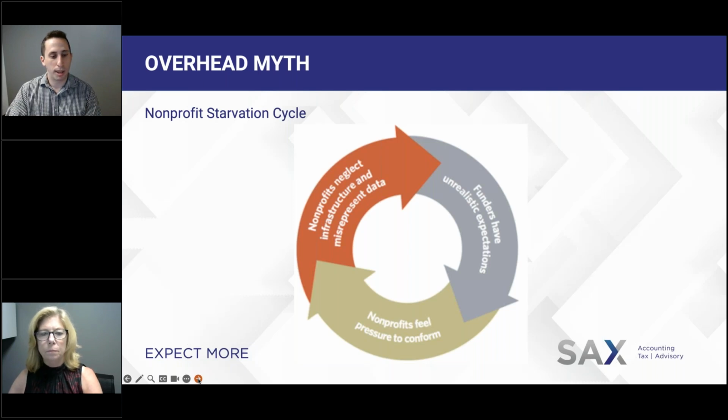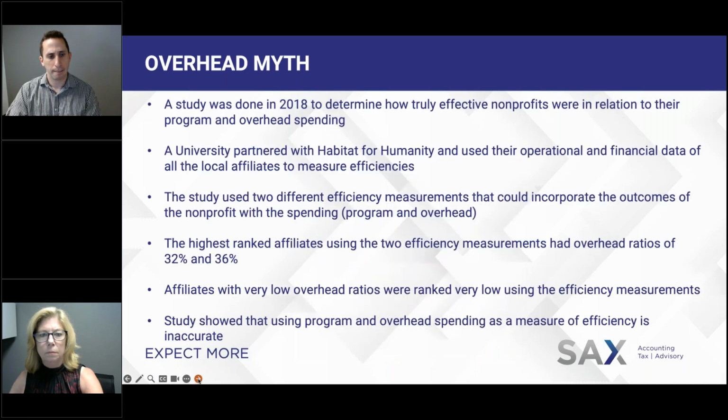So is this really true, though? That's really the question. On the next slide, there was actually a study done back in 2018 on the overhead myth, more or less. It was to see how truly effective nonprofits were when looking at program and overhead spending. Is this really the right measurement to be using from a donation strategy standpoint?